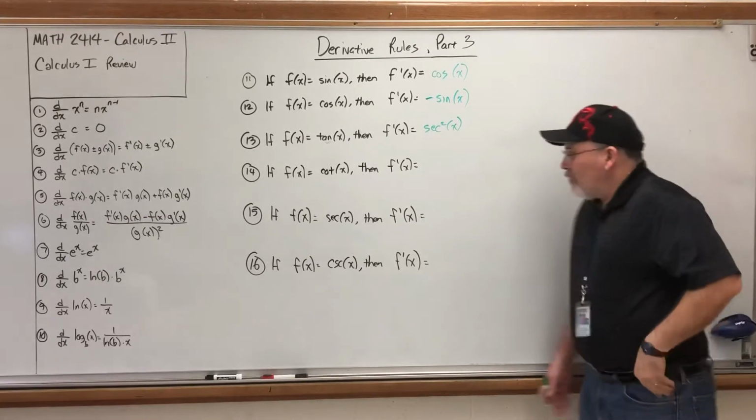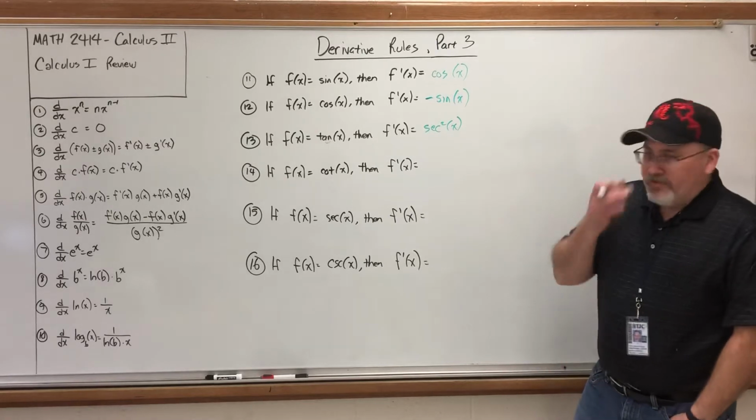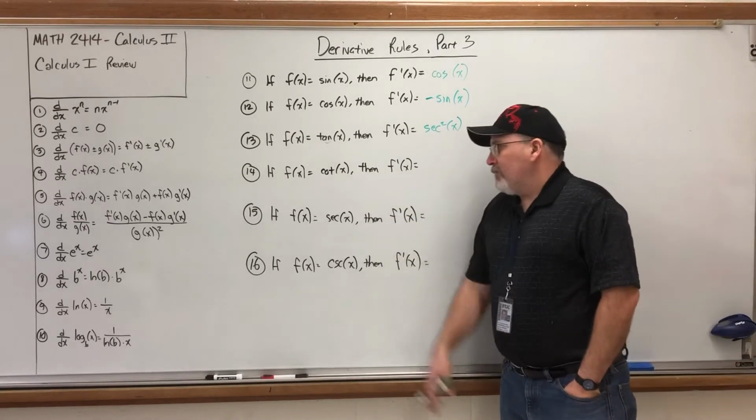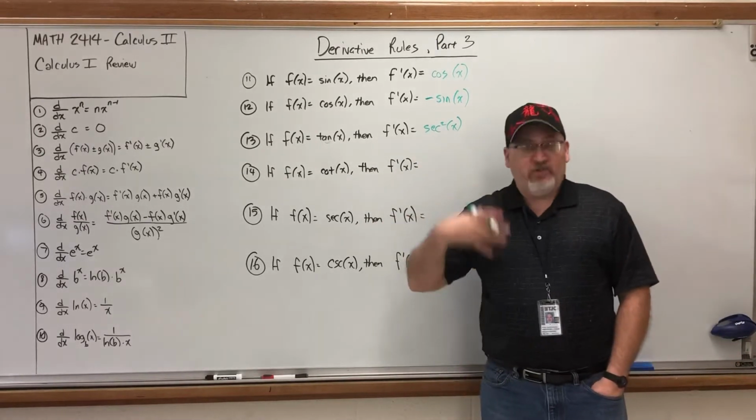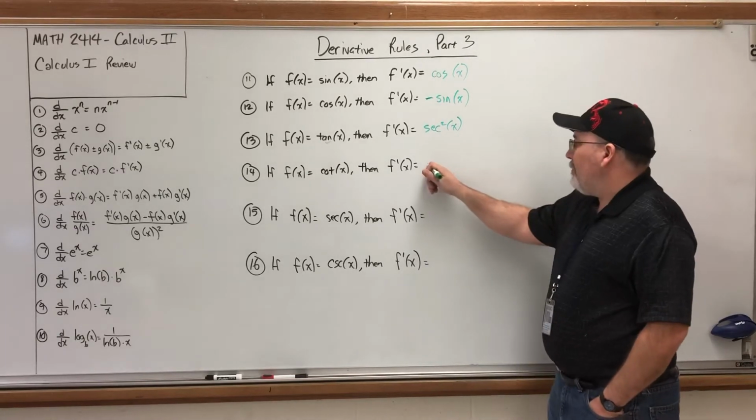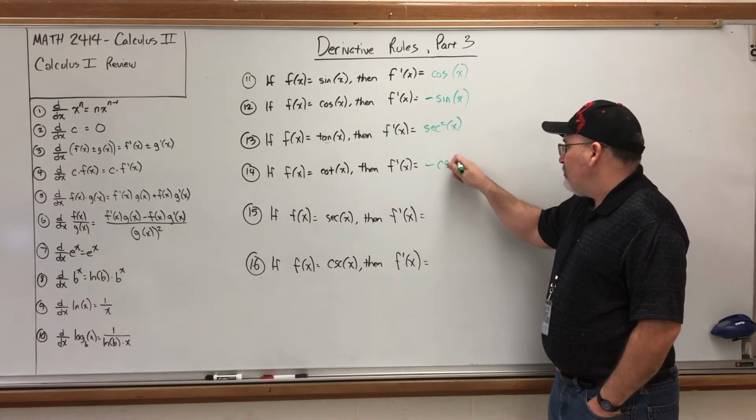All right, I'll go ahead and give you the rest of them without all the song and dance. We could do the same thing for cotangent by writing it as cosine over sine, and at the end it would end up being negative cosecant squared of x.